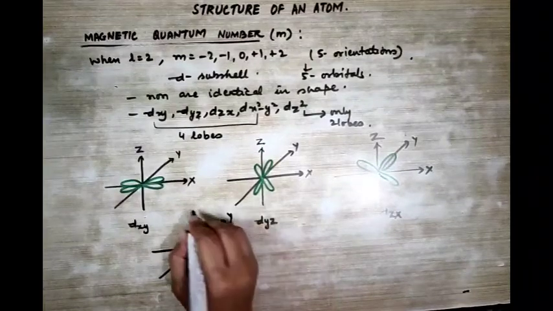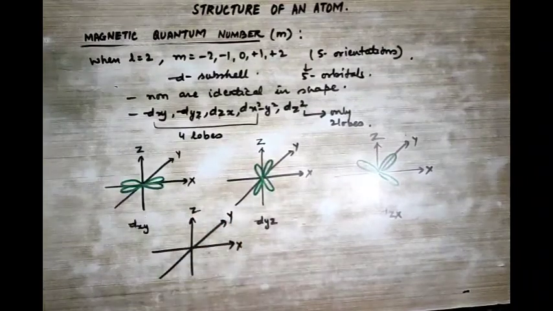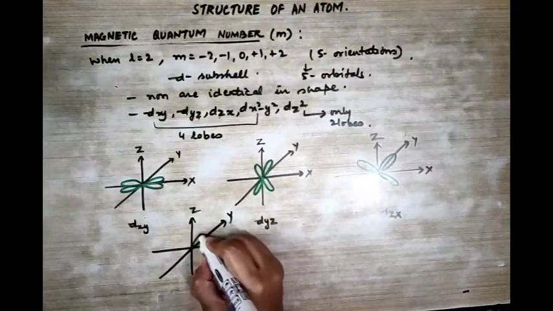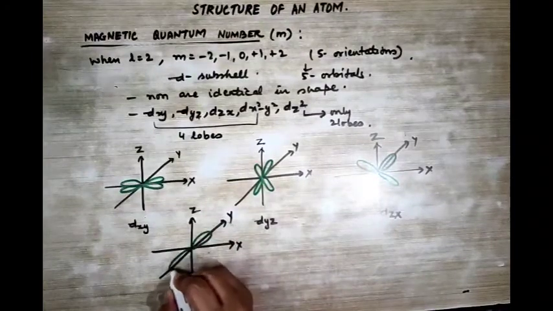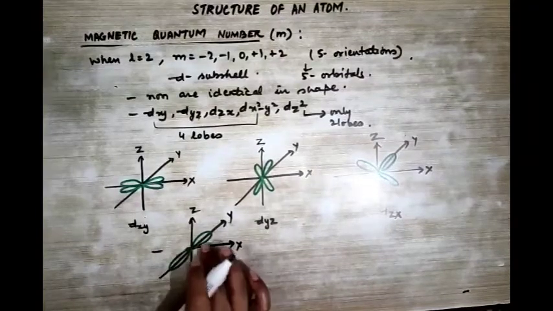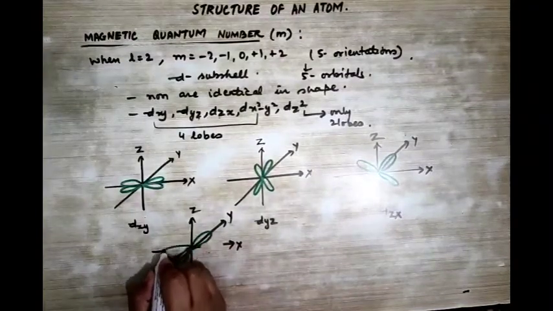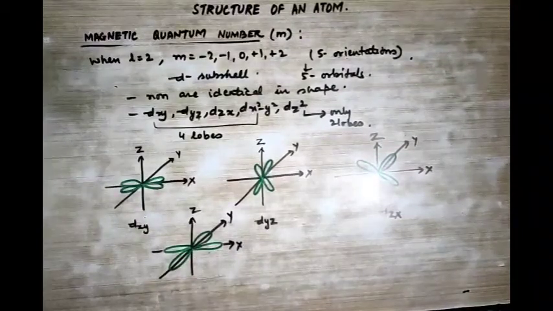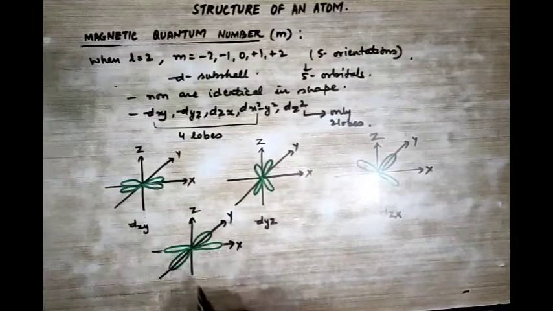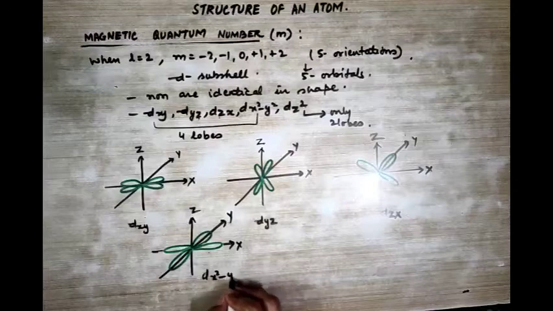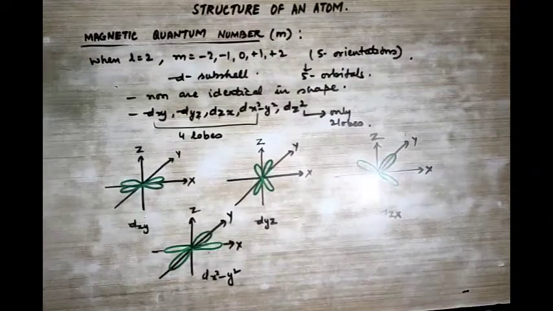This is X, Y and Z. So here, where are you going to see? One is over here. Okay, and one is over here. So it is to be shown like this. So which one is this? This is dx square minus y square, right?